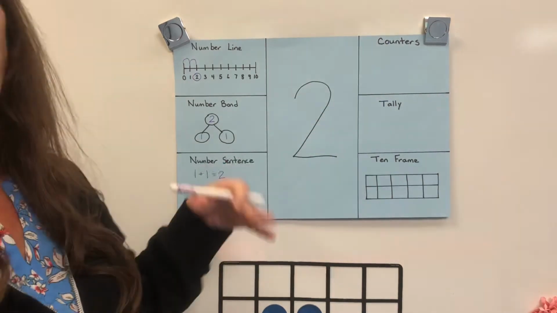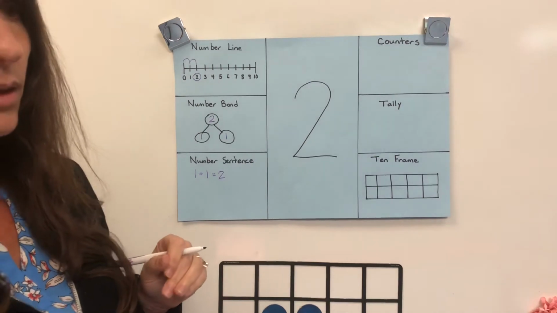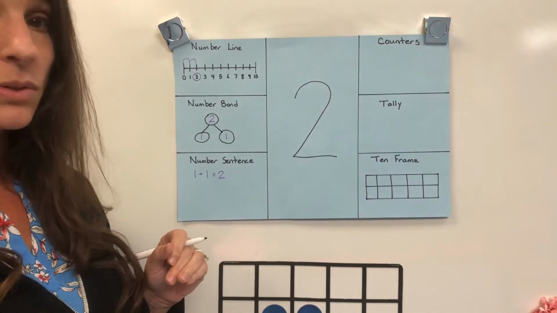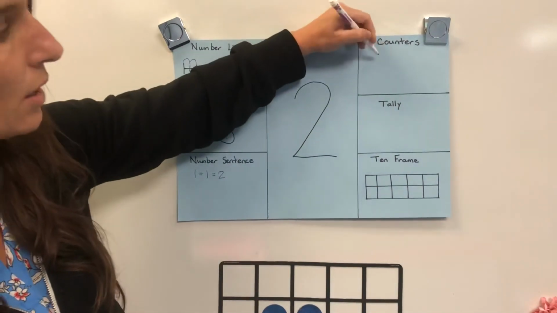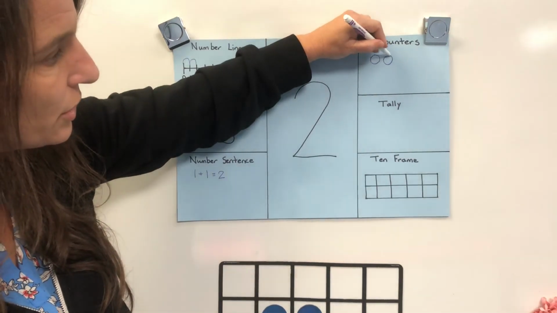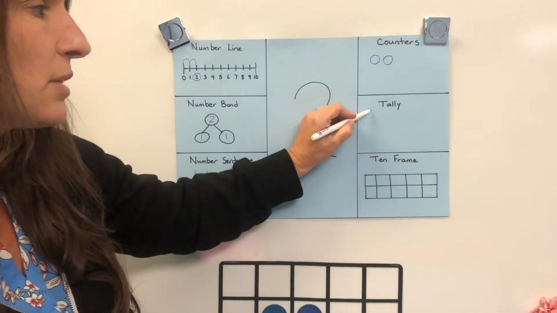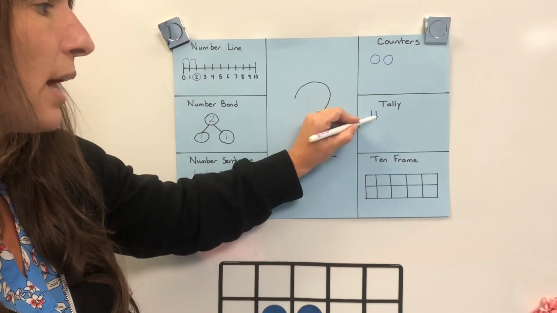For counters or anything really, let's say last week we learned about the shape circle. So maybe I'll just make 2 circles. 1, 2. Okay.